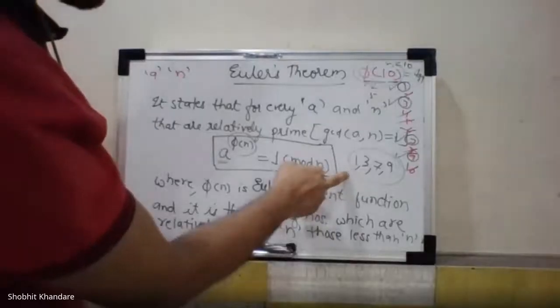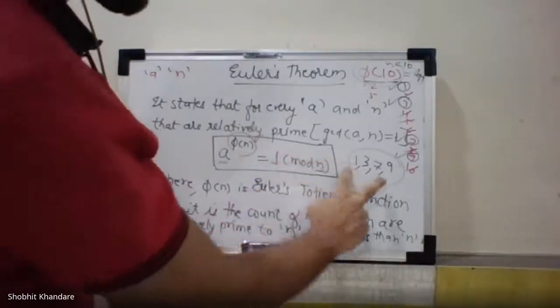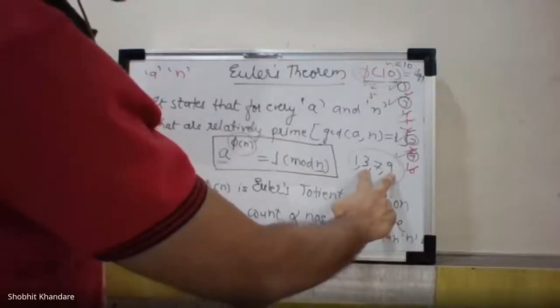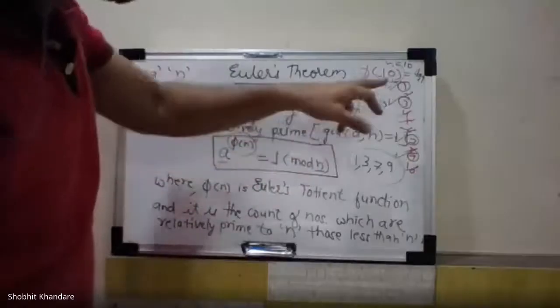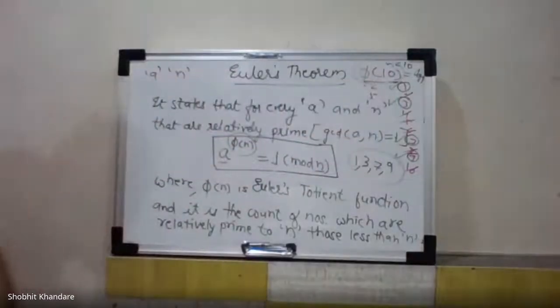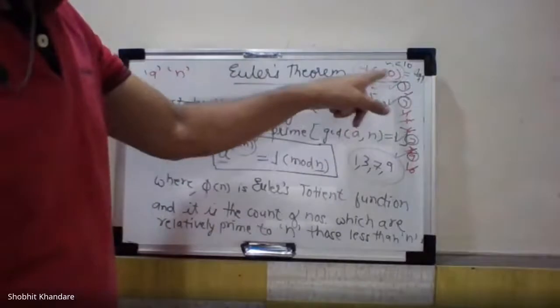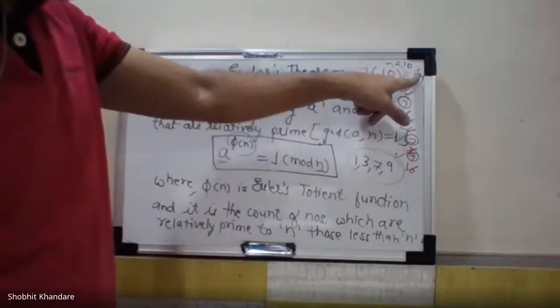GCD of 3 and 9 is not 1, in this 1, 3, 7 and 9. 3 and 9, 3 threes are 9. Yes, GCD is not 1. One minute. Phi of 10 is, sorry, phi of 10 is equal to 4. That is right.